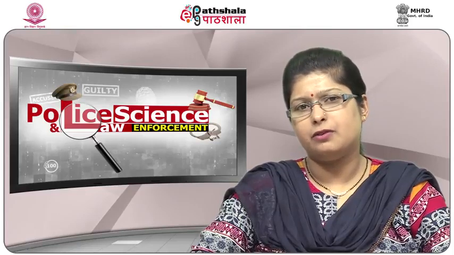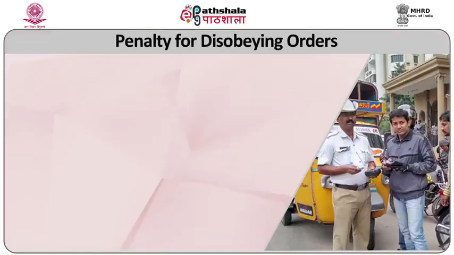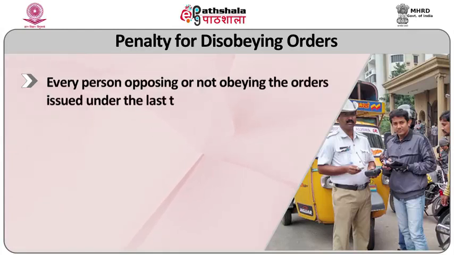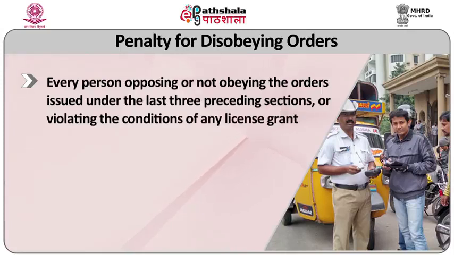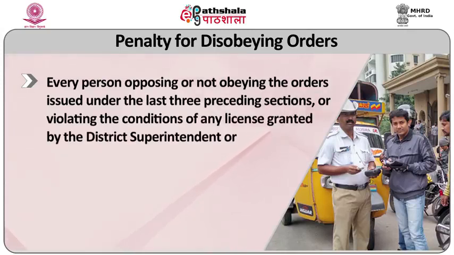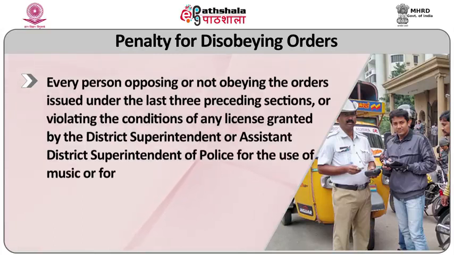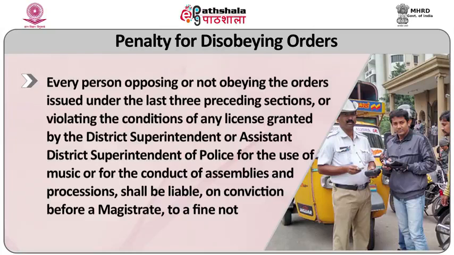Now, regarding penalty for disobeying orders issued under the last three sections, every person opposing or not obeying the orders issued under the last three preceding sections or violating the conditions of any license granted by a district superintendent or assistant district superintendent of police for the use of music or for the conduct of assemblies and processions shall be liable on conviction before a magistrate to a fine not exceeding 200 rupees.